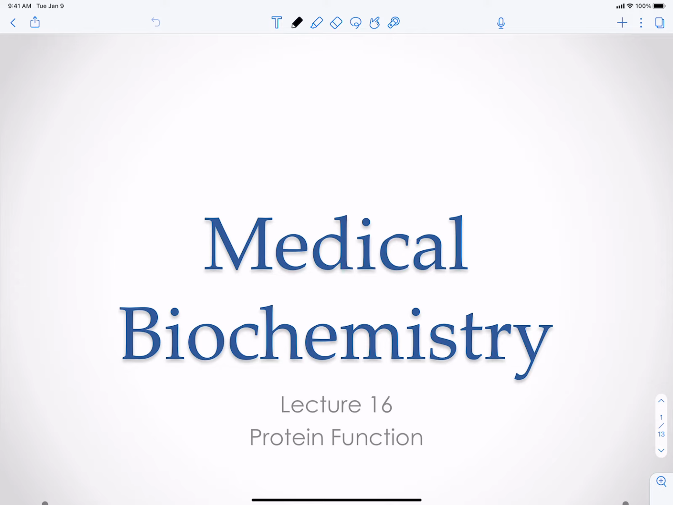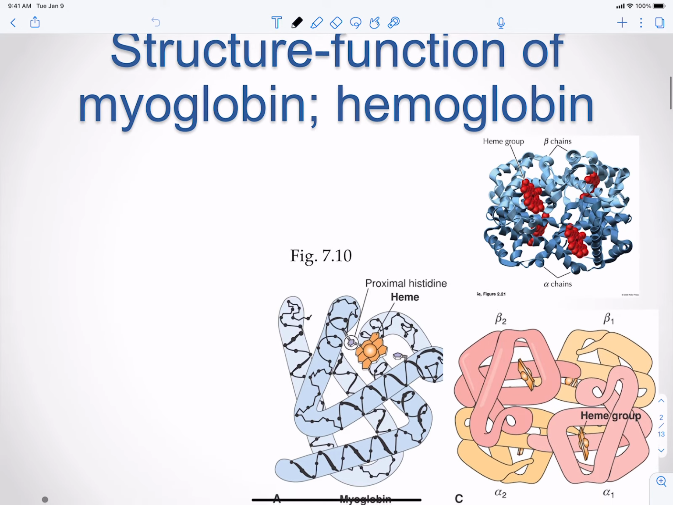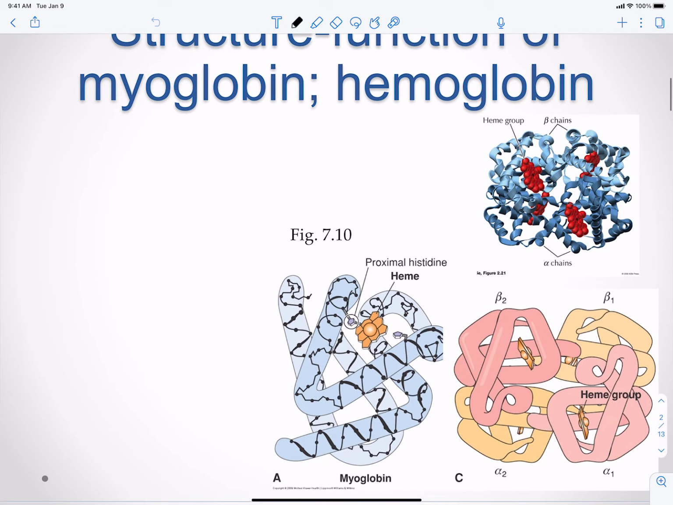Okay, so now that we talked about proteins and the different structures, from our primary structure to our quaternary structure, we're going to talk a little bit about how that relates to the actual function. Myoglobin and hemoglobin are important molecules in the body, and they have different quaternary structures and very different functions in the body.